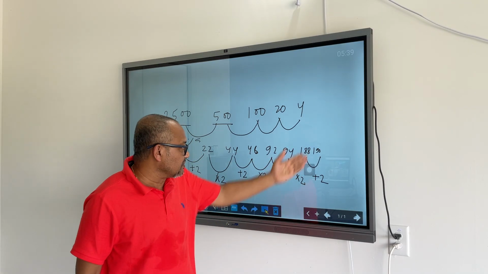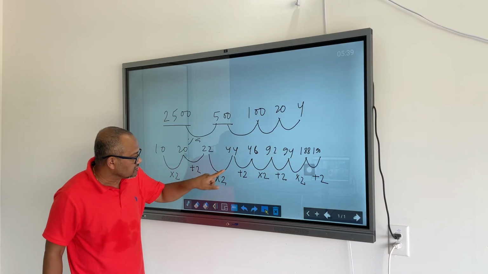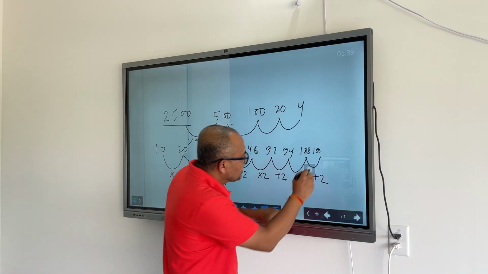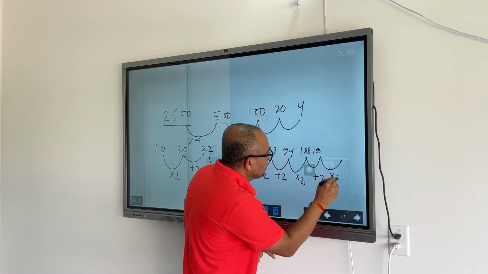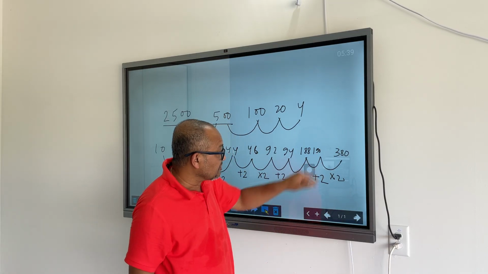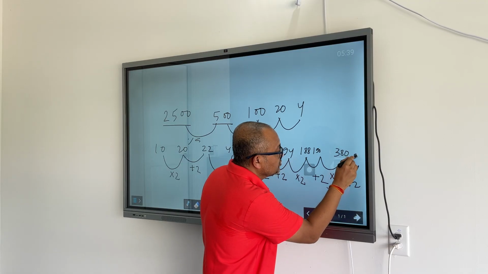If somebody says what will be the next number, I'll go with the same. Multiply by 2, add 2. So this time it's multiply. I'll multiply by 2. 190 into 2, 380 will be my next number. If somebody says what will be the number next to this, after multiplication I'm adding 2. So this will be 382.